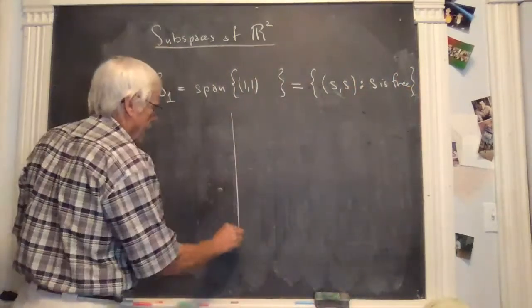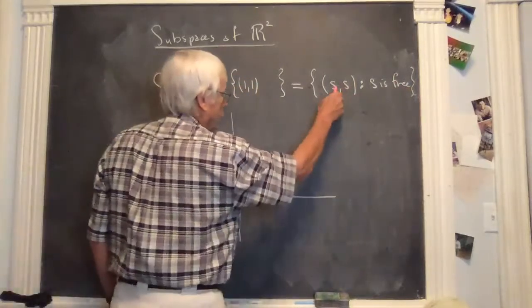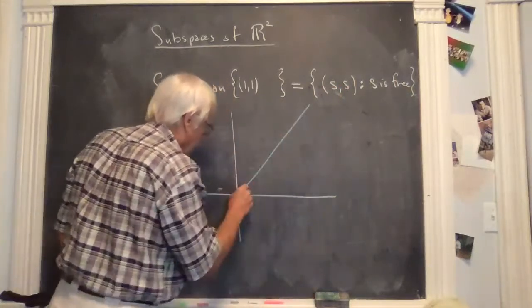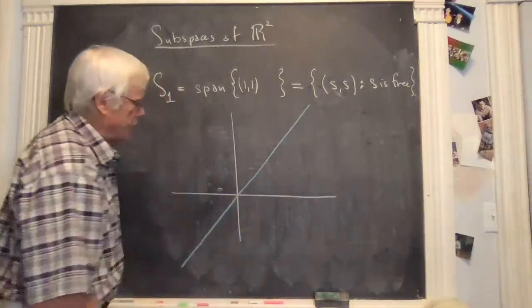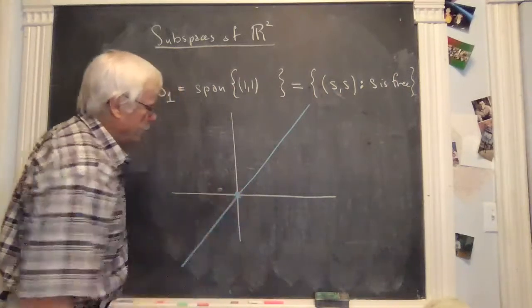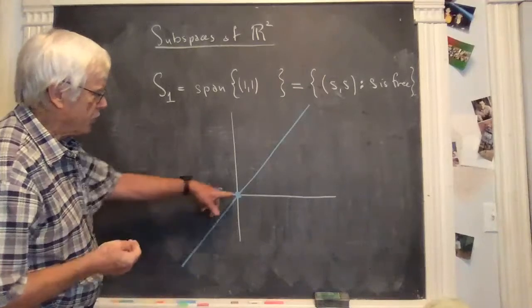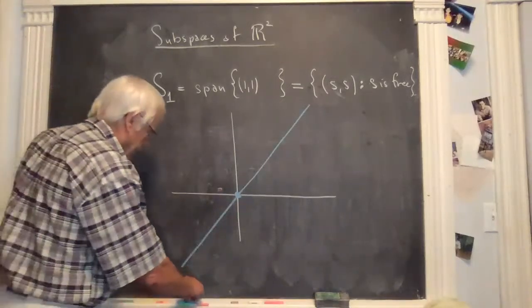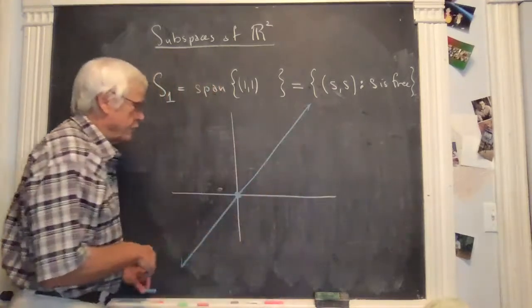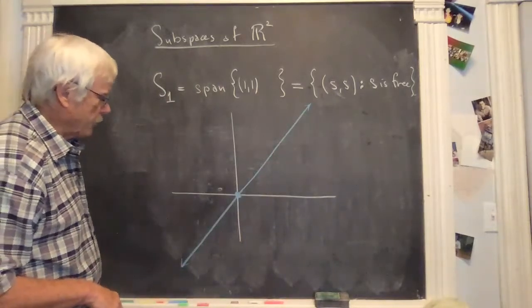And if we graph that, that's just the line where the Y value equals the X value. And so this is the picture of that subspace. Notice that it contains the origin. That's a good thing to check anytime you're given a collection of things to see if it's a subspace. Make sure it contains the origin. And then it has to contain all linear combinations of stuff that's in it. And in this case, it just means all multiples of (1, 1). So this is a subspace.